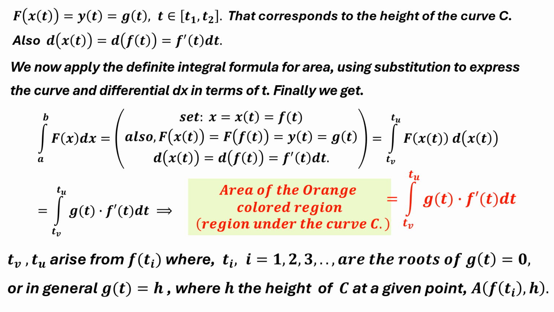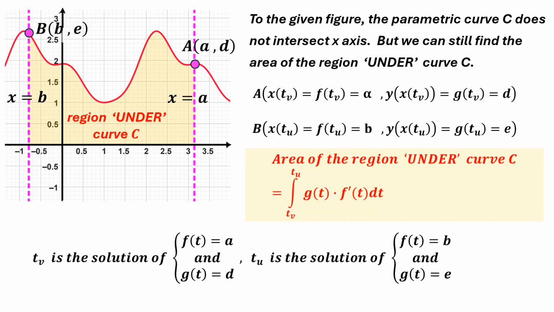In general, the new interval of integration, that is t_v to t_u, occurs by solving the equation g of t equals 0, if of course a and b are the intersection points of parametric curve C with the x-axis. Let's say t_i, where i equals 1, 2, 3, and so on, are the solutions of this. Afterwards we calculate f of t_i for the various solutions t_i in order to find the points at which curve C intersects the x-axis of the xy plane. If curve C is above the x-axis with no intersection points with it, and we still want the area of the region under curve C, that is the area enclosed by curve C, the x-axis and the vertical lines x equals a, x equals b, then t_v, t_u are the solutions of the system written below.